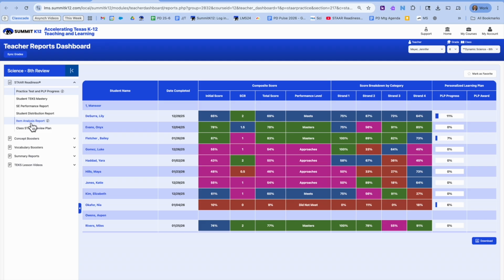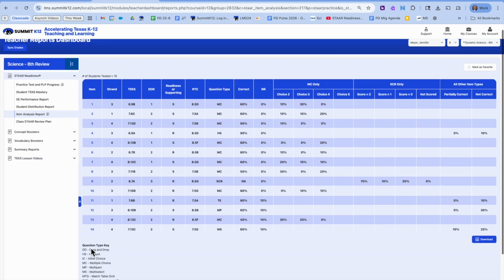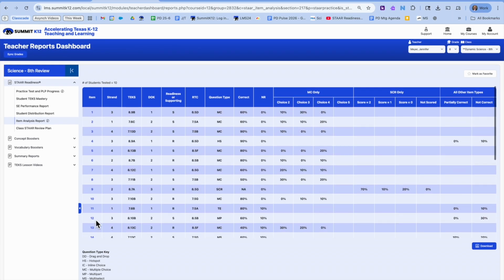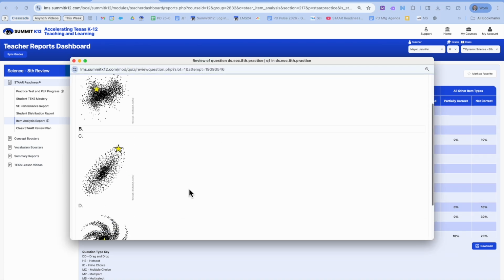We're going to look at the item analysis report. This shows you, for the class period that you have pulled up, all of the questions that were on the test. When I hover over each question, or click on each question type rather, it pulls up the question.